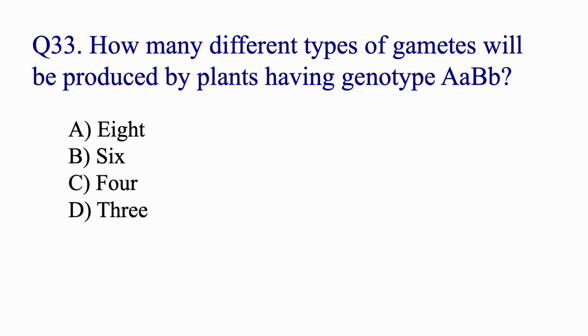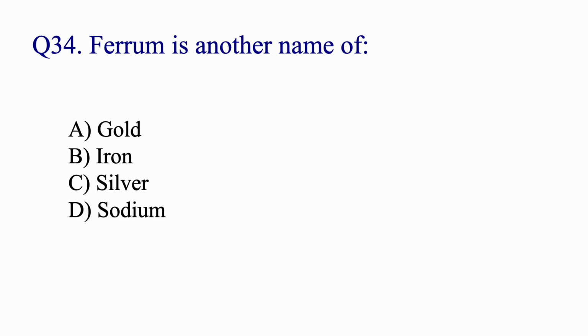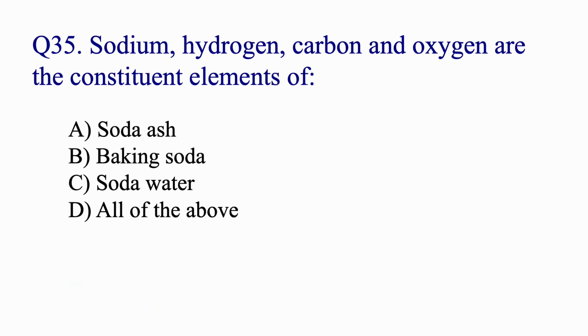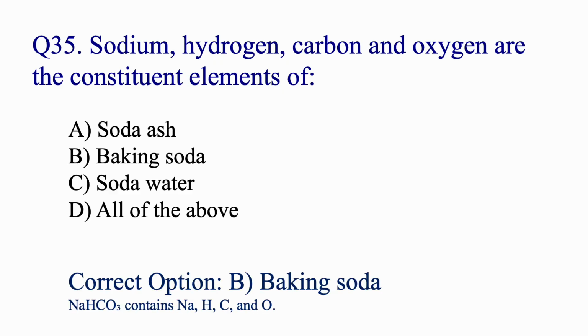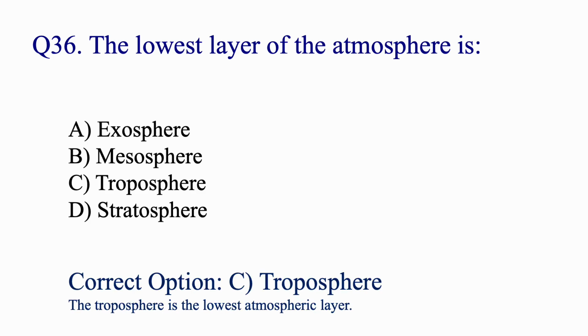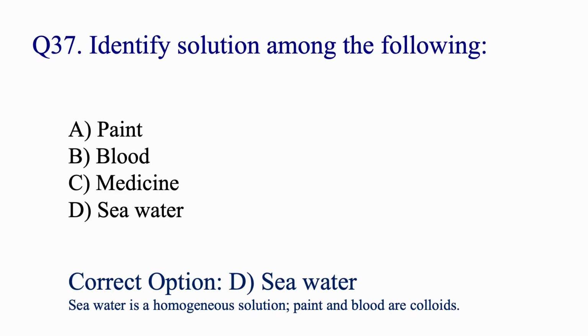How many different types of gametes will be produced by plants having genotype AABB? 4. Ferrum is another name of iron. Sodium, hydrogen, carbon and oxygen are the constituent elements of baking soda. The lowest layer of atmosphere is troposphere. Identify solution among the following. Sea water.